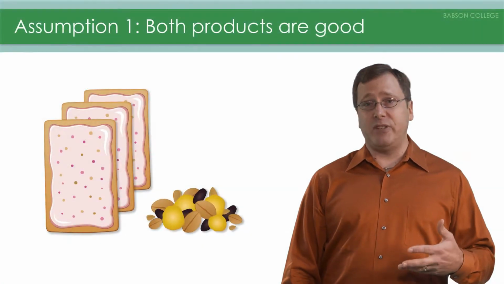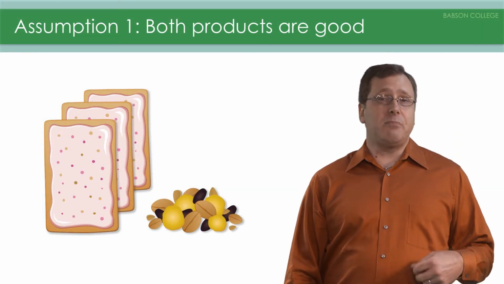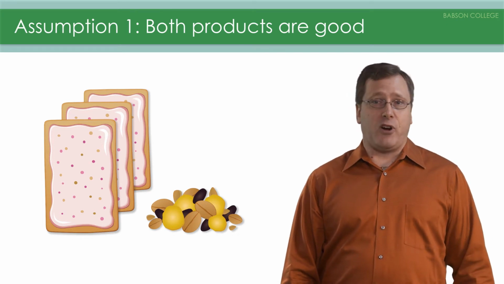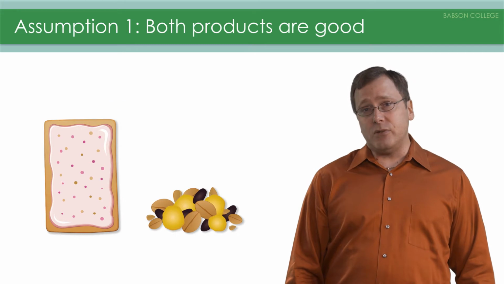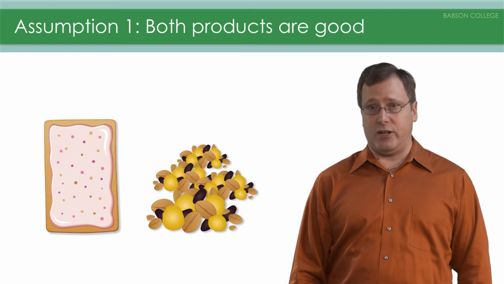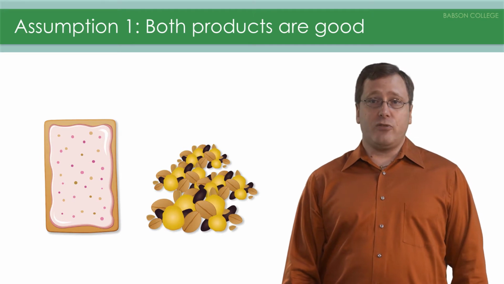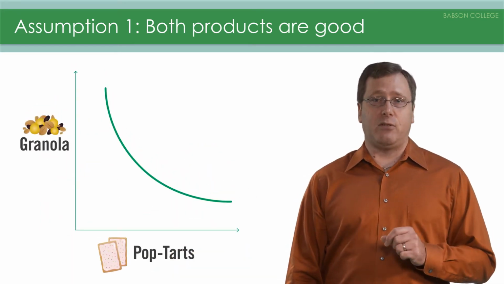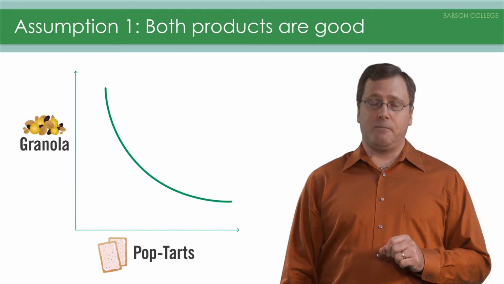First, as we previously discussed, we will assume that both products are good, meaning more is always better. If both products are beneficial, then if we lose some Pop-Tarts, we need some amount of granola to keep total utility constant. When this is true, the indifference curve will be downward sloping, and we'll talk briefly about one way to relax this assumption later.